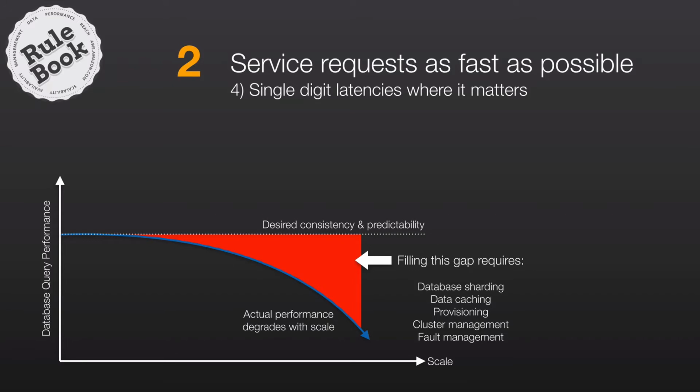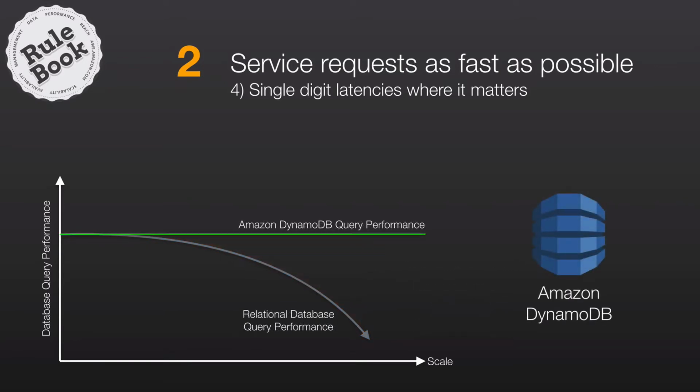Now, this can be complex in terms of cluster management and fault management. You may also introduce other techniques like data caching, we've talked about already, or provisioning techniques to allow you to elastically scale your relational database. But there's a lot of complexity in that. We've got a service that can make that a little bit simpler for you, a service which offers good and consistent database query performance. It's a service called Amazon DynamoDB.